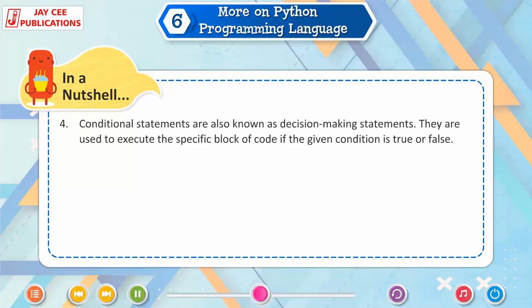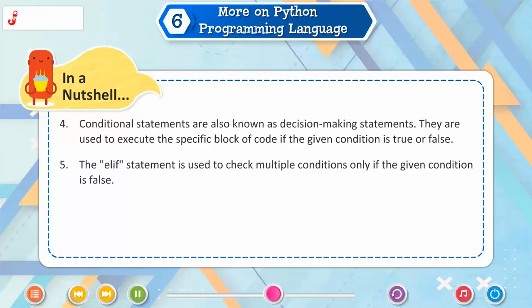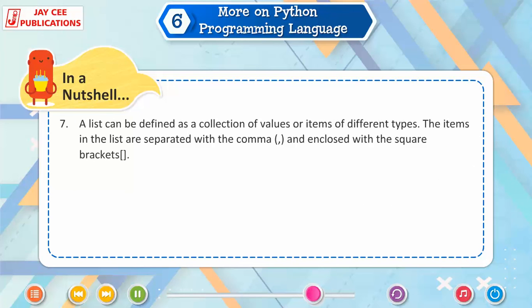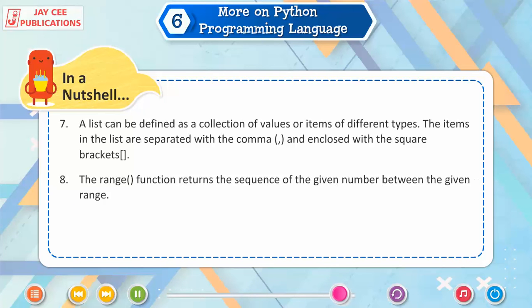They are used to execute the specific block of code if the given condition is true or false. 5. The elif statement is used to check multiple conditions only if the given condition is false. 6. Looping statements are used when we need to run the same code again and again, each time with a different value. 7. A list can be defined as a collection of values or items of different types. The items in the list are separated with a comma and enclosed with the square brackets. 8. The range function returns the sequence of the given number between the given range.